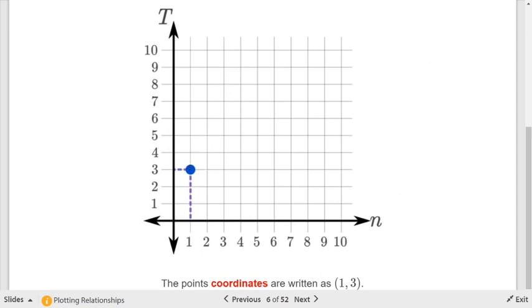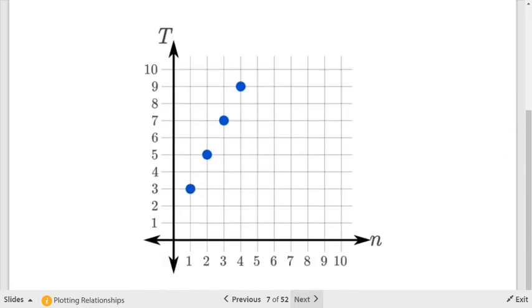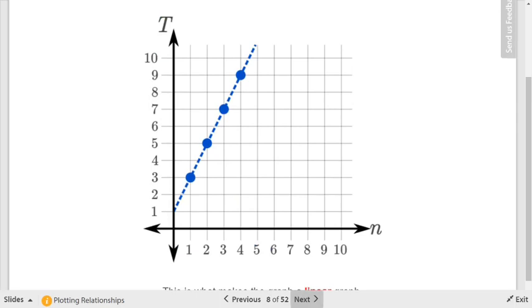Good deal. All right, and they've just plotted them out and then connected them with a line.